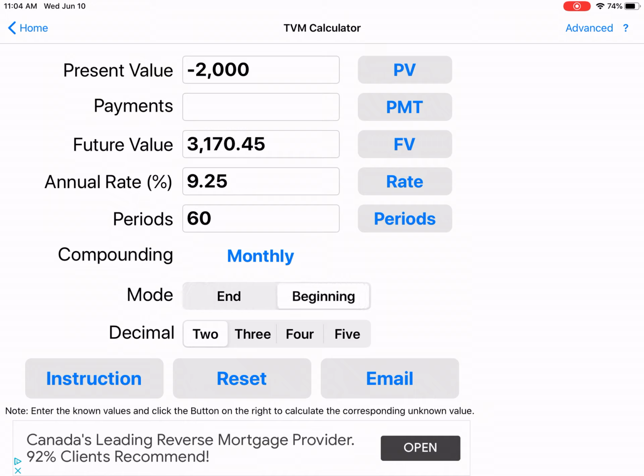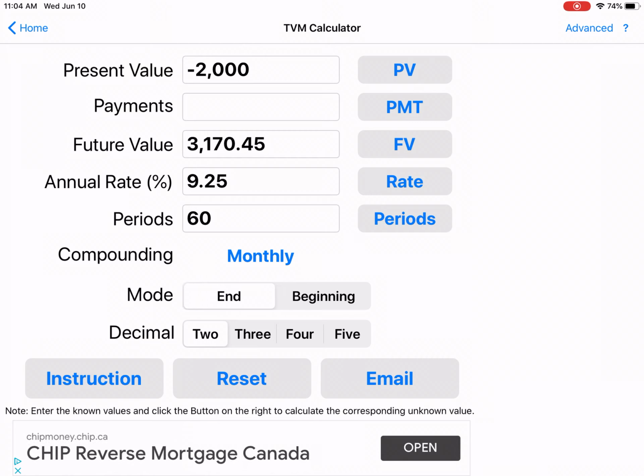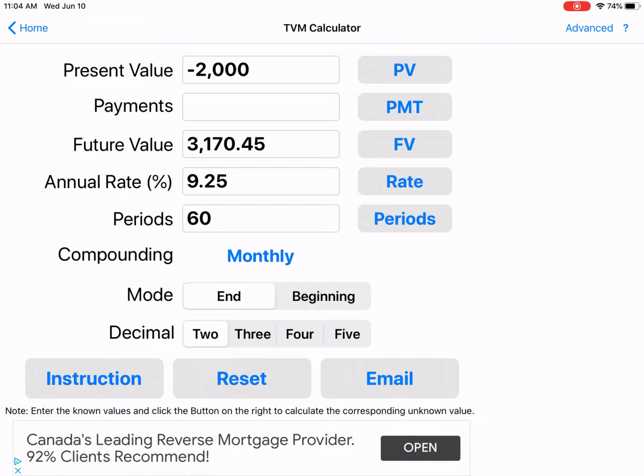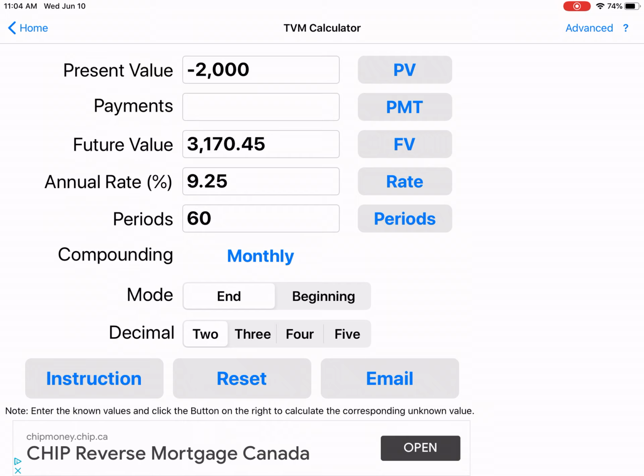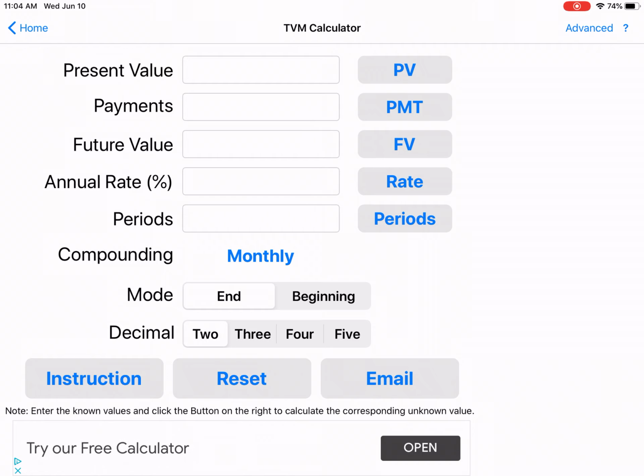Mode, it says beginning or end. End is the most common one. We're always going to leave it on end. Don't change it to beginning. As for decimal places, you could have 3 or 4 or 5 decimal places. 2 decimal places make sense because literally that rounds to the nearest penny, the nearest cent, right? So we'll leave that alone as well. So we don't need to touch any of those other things. Once I'm done, I hit the reset button, which is right near the bottom, and everything's cleared and ready to go for the next example.